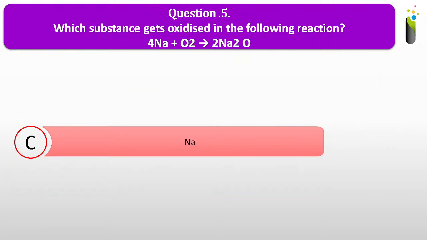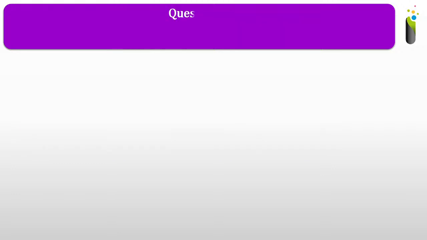The correct answer for this question is Na. So the substance that gets oxidized in the reaction 4Na plus O2 is Na, quite an easier one. Going to the next, that is question number 6.